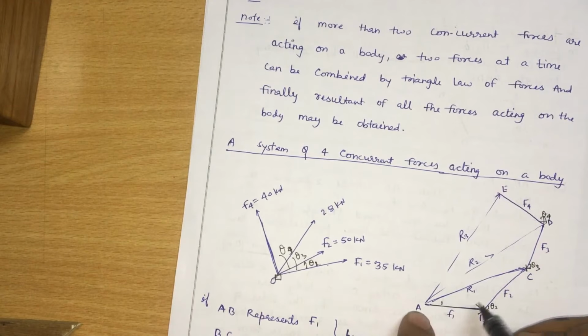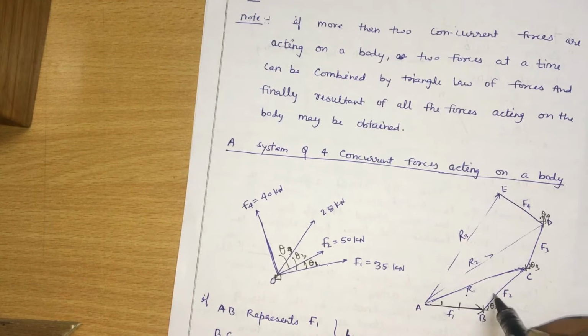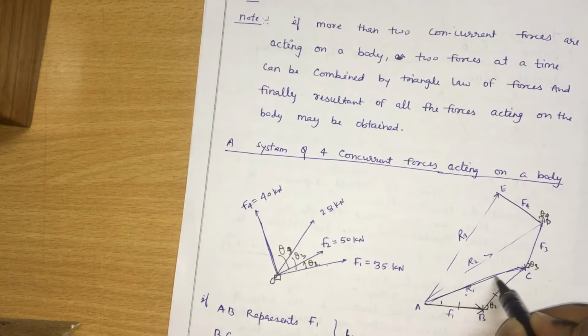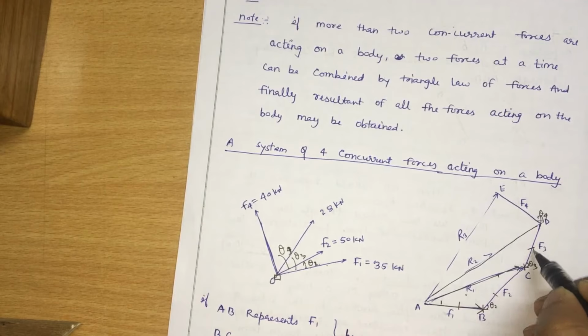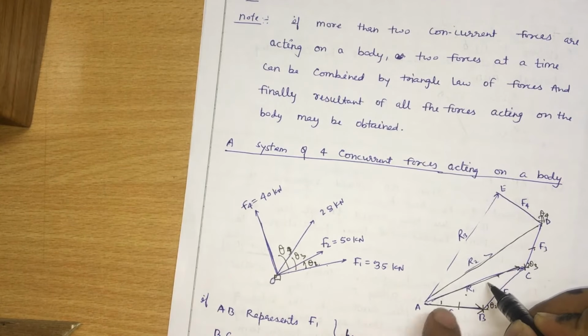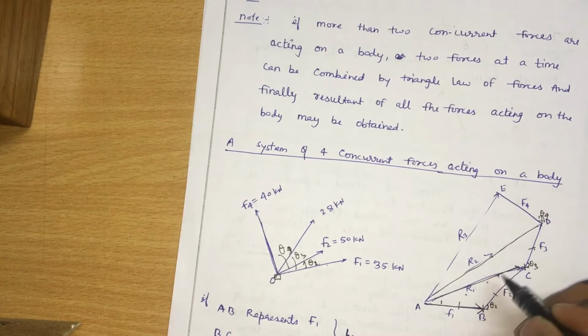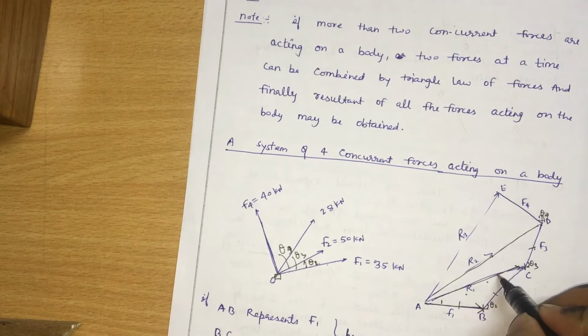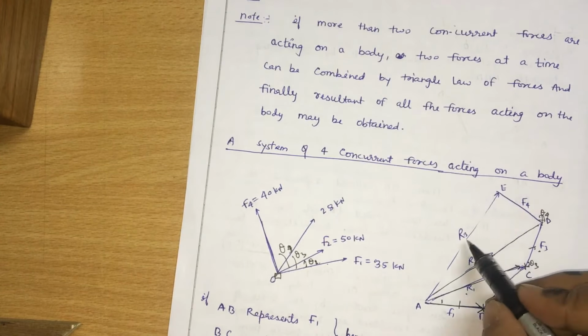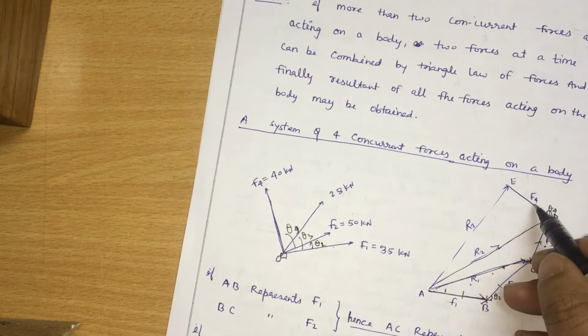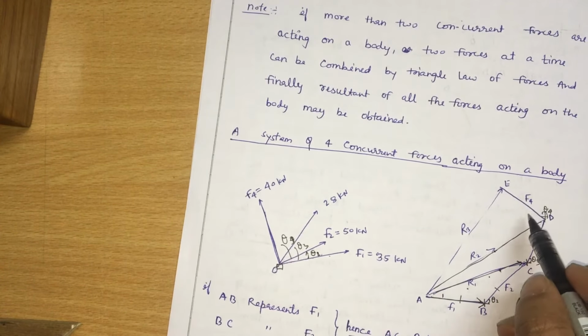So first, the resultant we get will be R1, the resultant of these two forces. Now this is the resultant force, and this force will give the resultant of these two forces. Now this is the force for the resultant R2. This R2 is the resultant of this resultant and this force, and R3 is the resultant of R2 and the F4 force that we plotted.